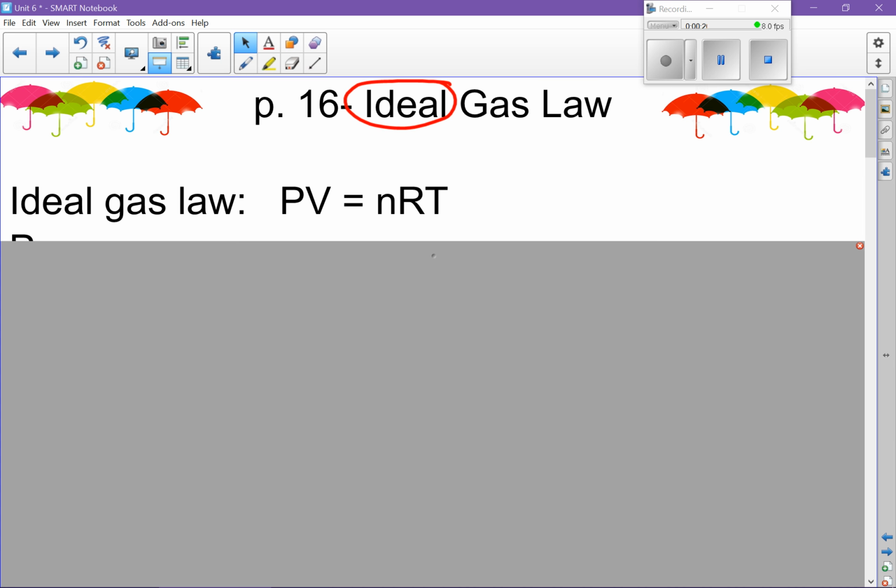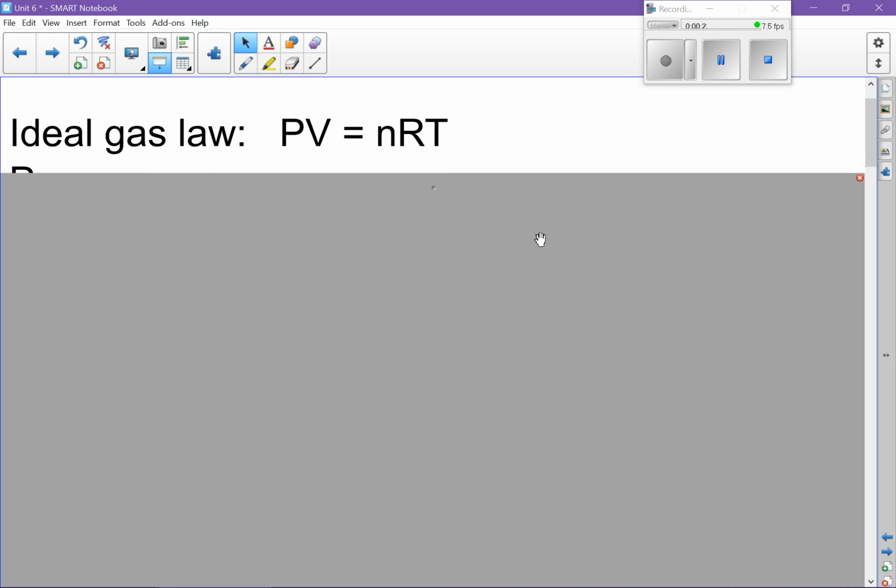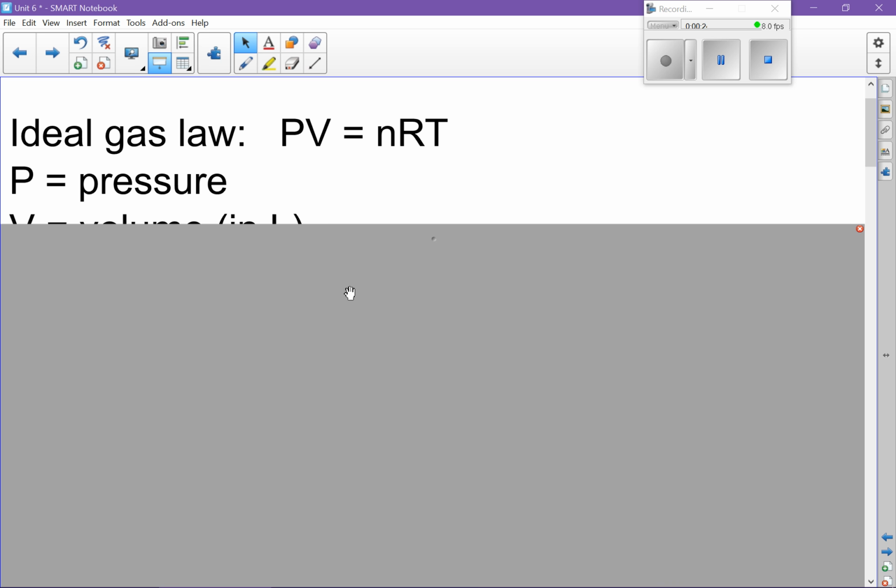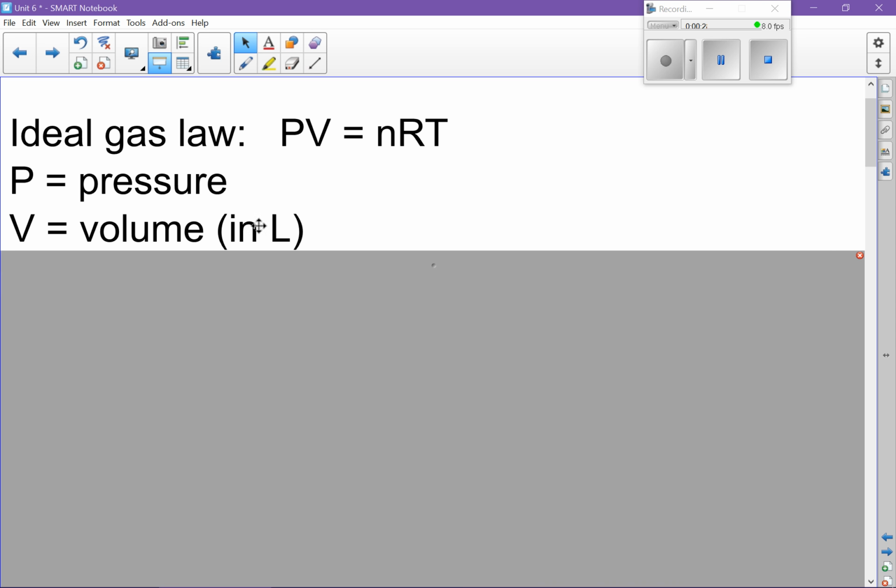So let's talk about what each of those letters means and how this is going to work. P stands for pressure, V stands for volume, and this has to be in liters. n means number of moles. I know, your favorite thing ever, moles. R is a little bit weird. It's called the ideal gas constant. The word constant means it's always going to be the same number.